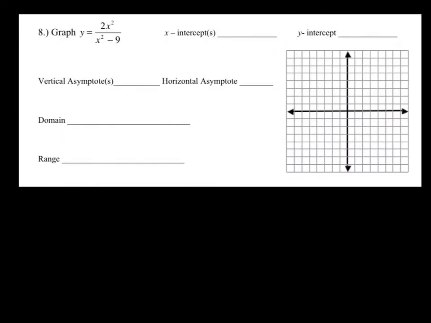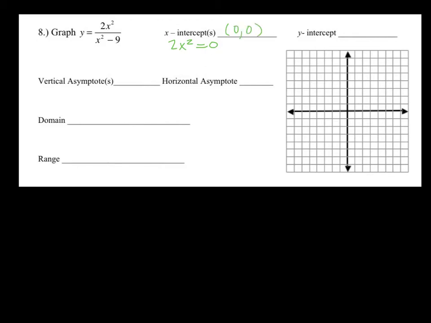So for number 8, we've got y equals 2x squared divided by x squared minus 9. So again, for your x-intercepts, that's when you plug in 0 for y, and you end up solving for your numerator equals 0 when you multiply both sides by that denominator. So if we set 2x squared equal to 0, we would divide by 2, take the square root of 0 and still get 0. So in this case, there's one x-intercept and it's at (0, 0).